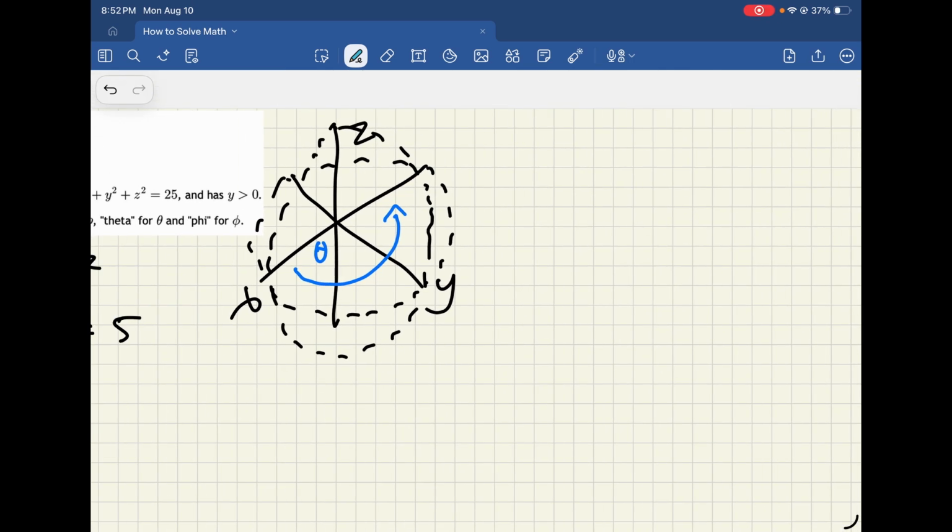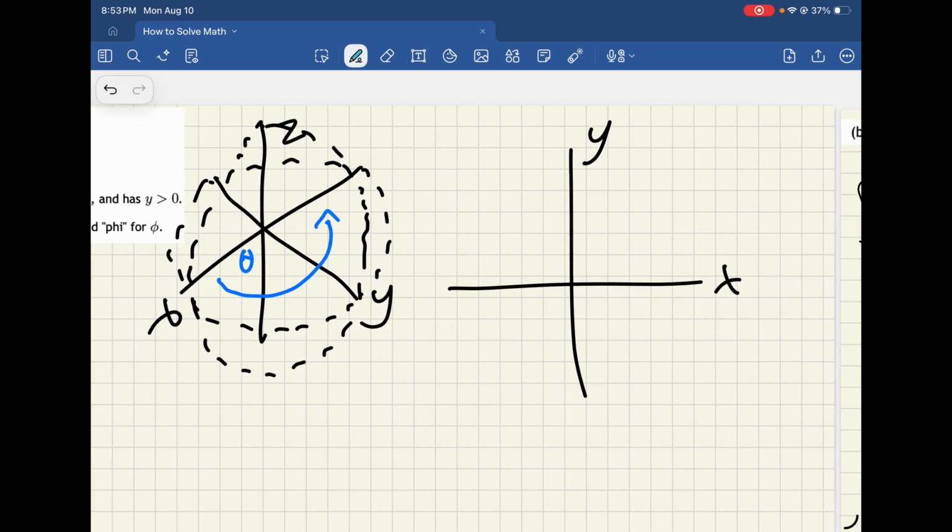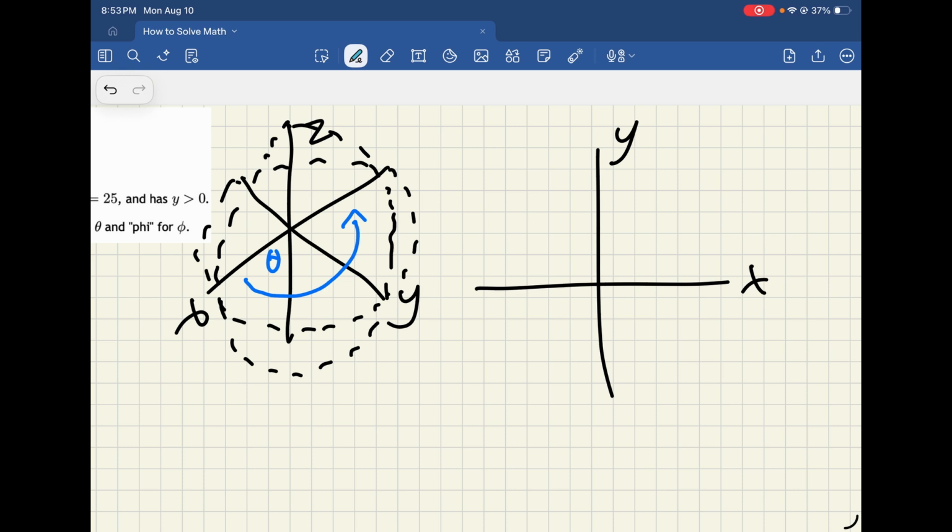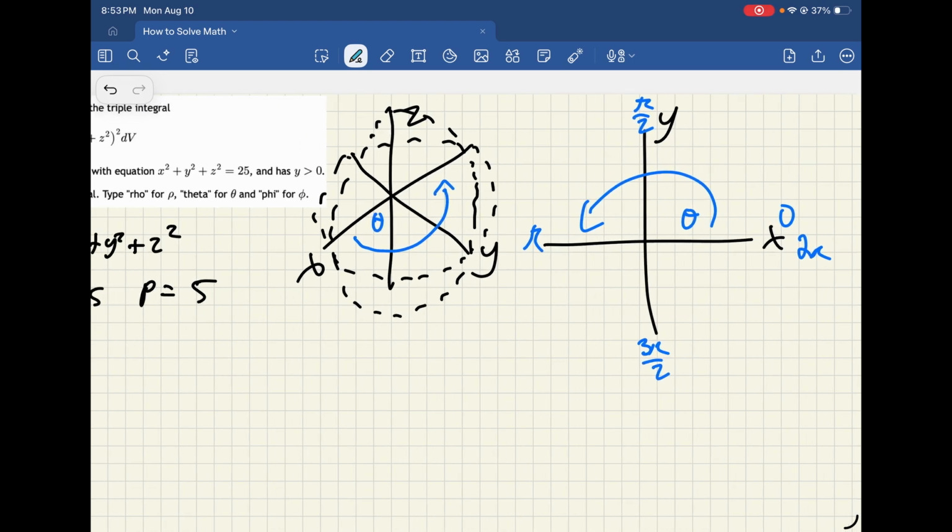The reason is that if I were to draw this same graph with just y and x, the problem states that y is greater than 0, and when y is greater than 0, theta will only go from 0 to pi. I recognize that on the unit circle, this right here is pi over 2, this is pi, this is 3 pi over 2, and this is 0 or 2 pi, depending on where you start or end. And it continues on and so forth.